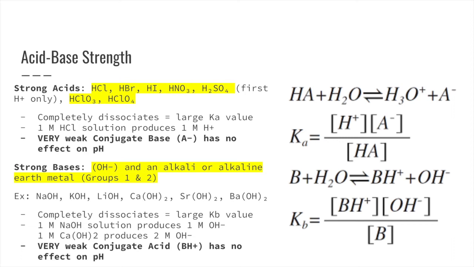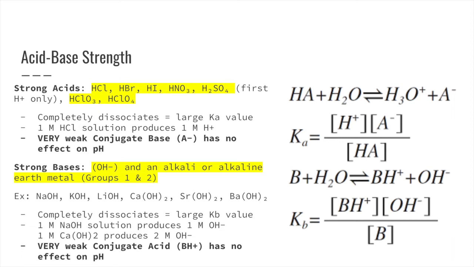The pH of a strong acid will be based on its corresponding molarity of H plus. We can disregard the A minus or conjugate base because it is very weak and doesn't even act as base. It doesn't raise the pH at all.